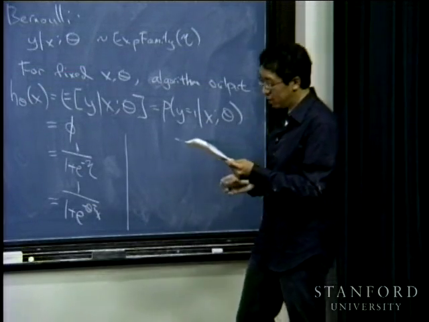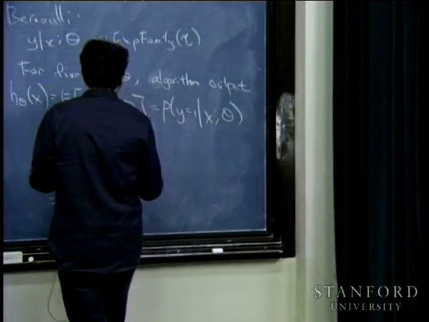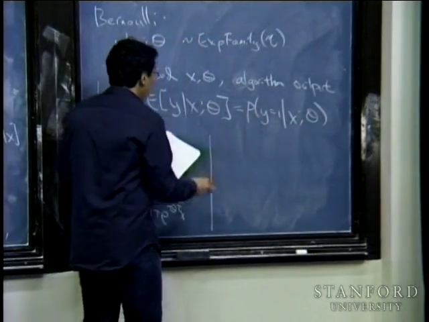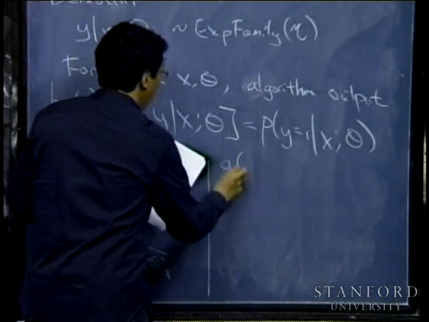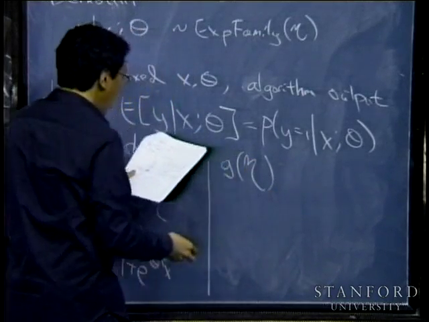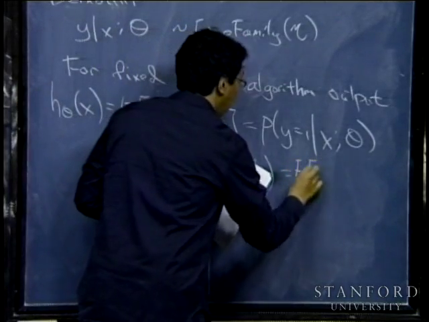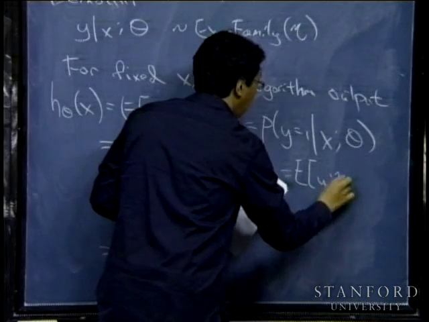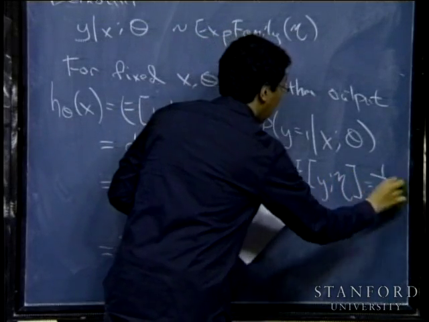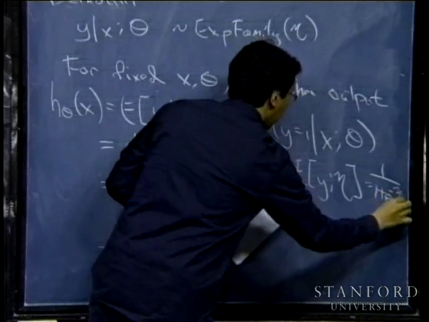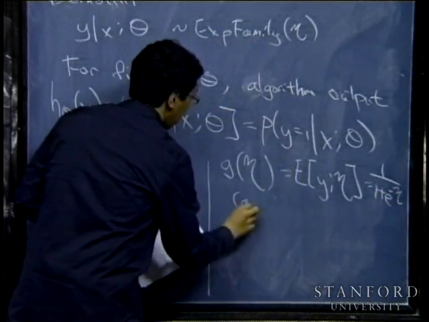A tiny bit more notation. The function g that relates the natural parameter to the expected value of y, which in this case is 1 over 1 plus e to the minus eta, g of eta, this is called the canonical response function.